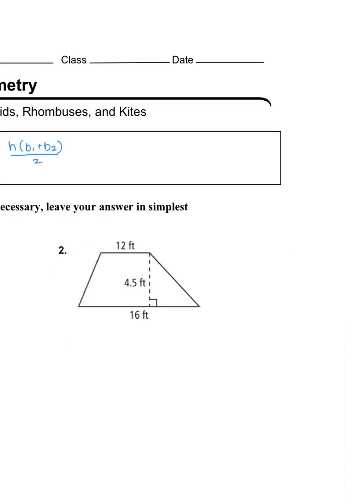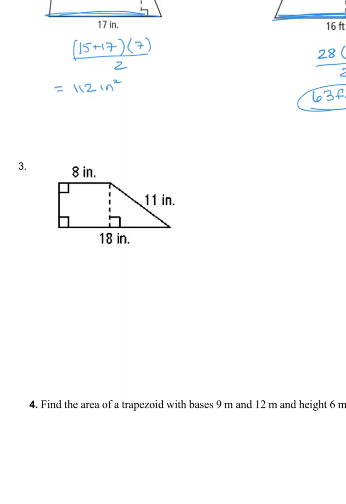Okay, let's try another one. So again, we're going to add the two bases, so 12 plus 16, which is 28, times 4.5, and then divide by 2. When we do that, we get 63 feet squared. Again, area is always squared. All right, let's look at our next one.